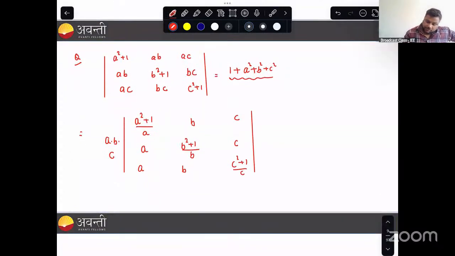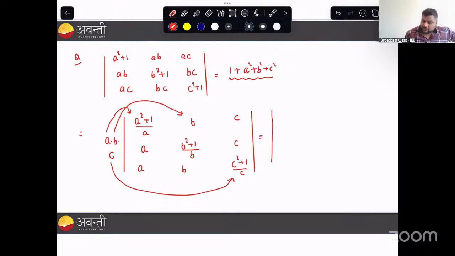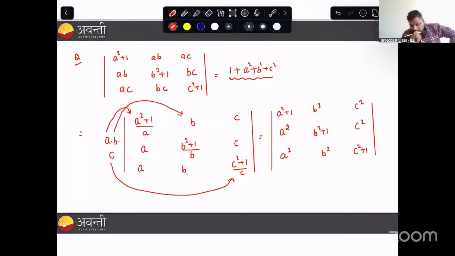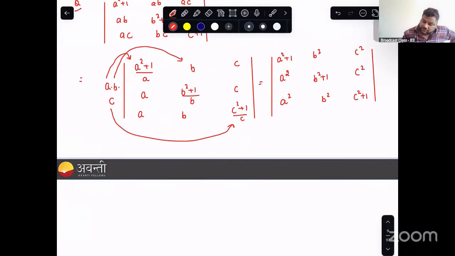Now multiply A in the first column, multiply B in the second column, and multiply C in the third column. So if you do so, it will be A square plus 1, A square, A square; B square plus 1, B square; C square, C square plus 1. Correct? Now if you realize the entire first row is the sum of 1 plus A square, B square, C square. Same is the second one and same is the third one. So now let us apply an operation.